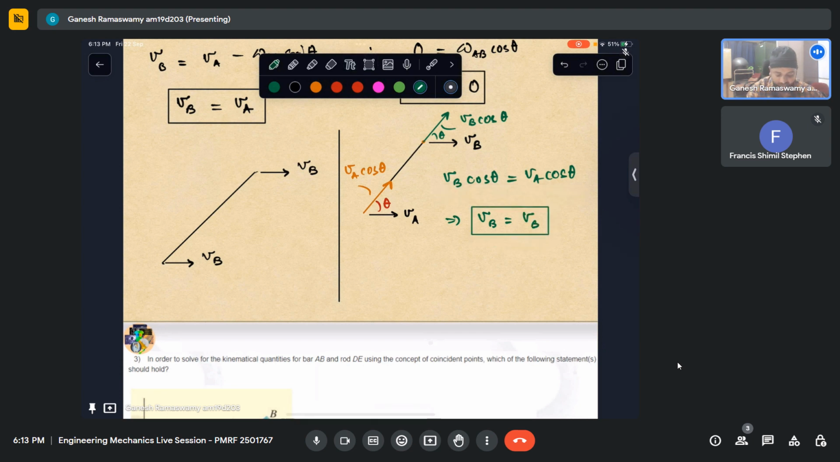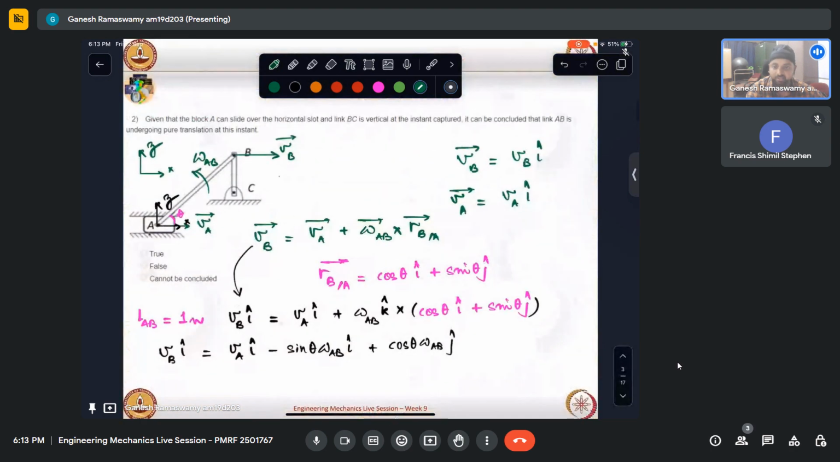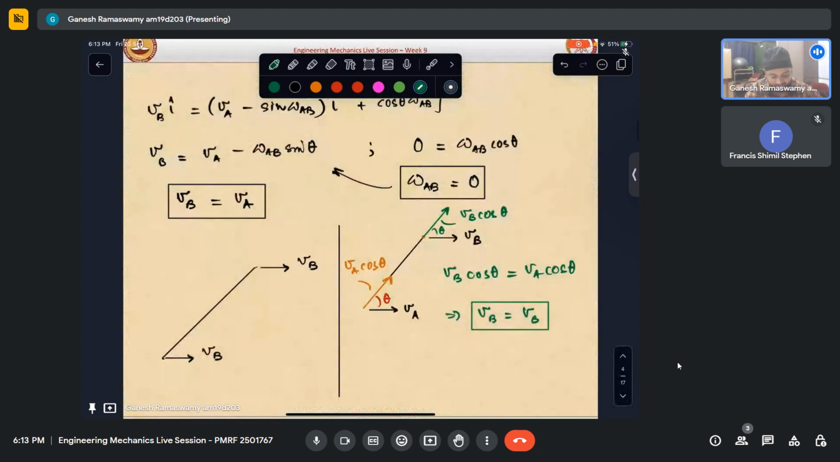We attached a non-rotating translating axis at A. Using relative motion analysis, we assumed one omega to exist. We solved for it, and then we found towards the end that this was actually coming out to be 0. So I take it that this is clear.